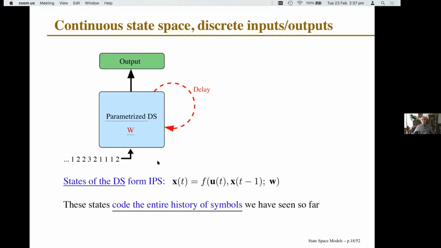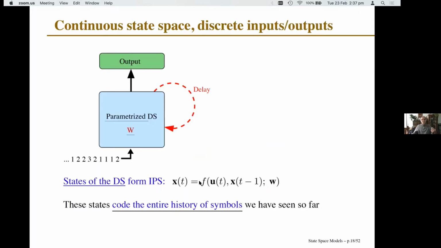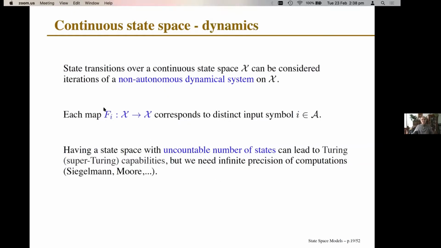Remember that these states code the entire history of symbols, as we learned about the information processing states, right? Now, because we have only a finite number of inputs, if you have 2 inputs or 3, as here, 1, 2, 3, then we really have only 3 different types of mappings, depending on whether this input is 1, 2, or 3. Nothing else can happen. So it's sometimes easier to represent these mappings as Fi, where i is a particular symbol in the alphabet. But we already have an uncountable number of states.